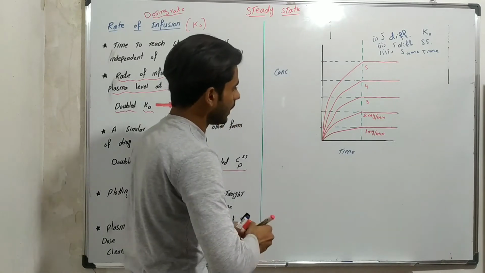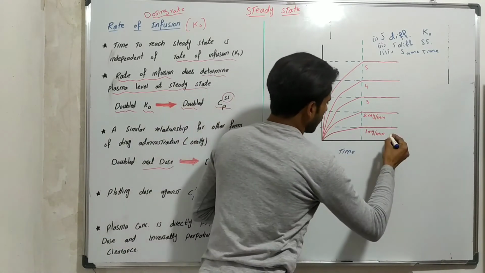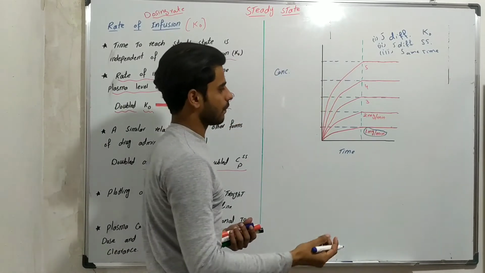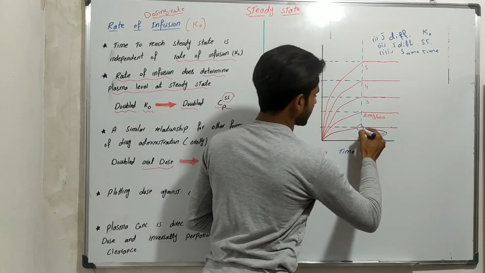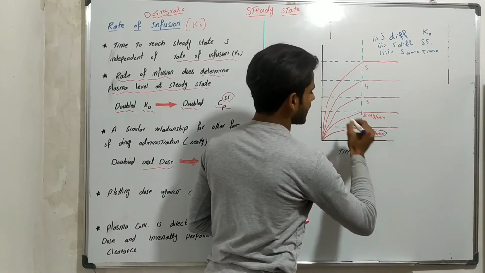So here, how much rate of infusion are we giving? We are giving 1 mg per minute, meaning a lower rate of infusion. The time to reach is this. So the time to reach the steady state. This is the steady state. So the time to reach the steady state is this.